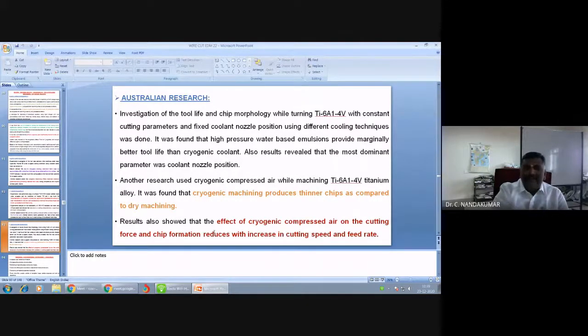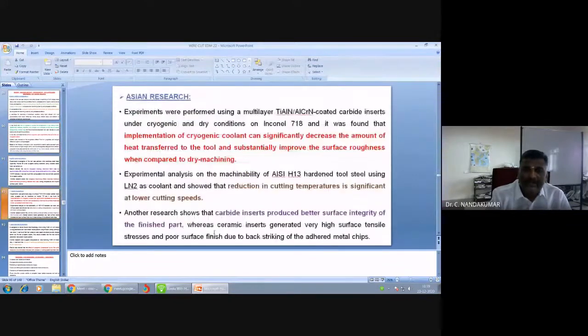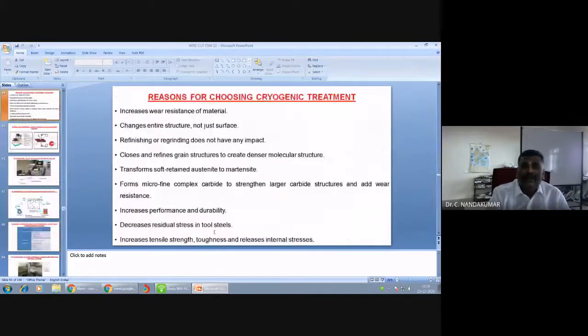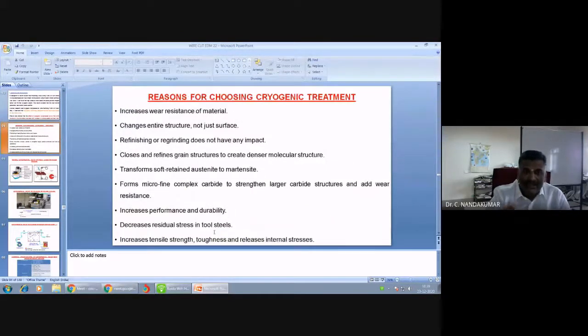And then the result is that the effect of cryogenic compressed air on the cutting forces and chip formation reduces with increases in cutting speed and feed. See, in this European, Asian, and North American research, they did only particular conventional machining, that is the chip and the tool and all. So here, in this case, we did wire EDM. We are using the cryogenic treatment.